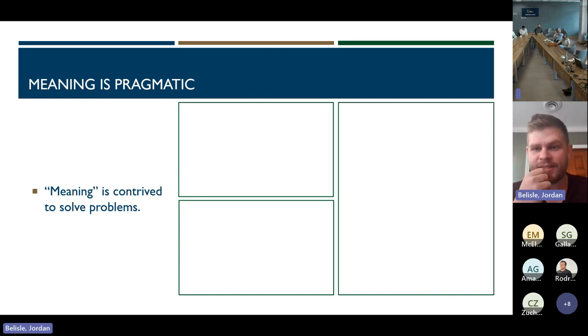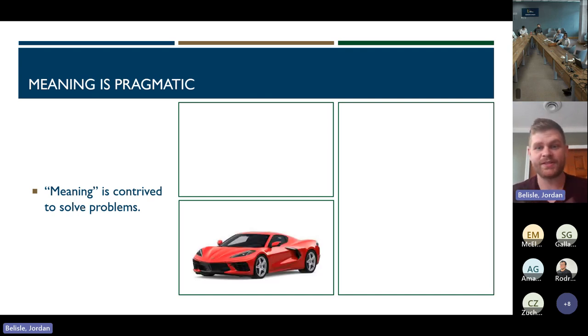Behavior analysis can be considered a pragmatic science. For pragmatic philosophers like William James, John Dewey, and Jane Addams, meaning is contrived to solve problems. For example, this is a car. It's one example of a near infinite selection of cars. But exactly what makes it a car?